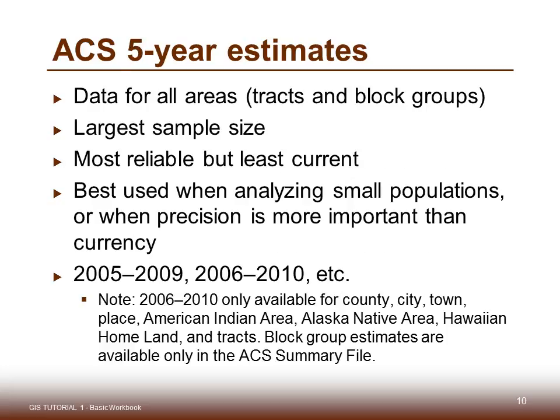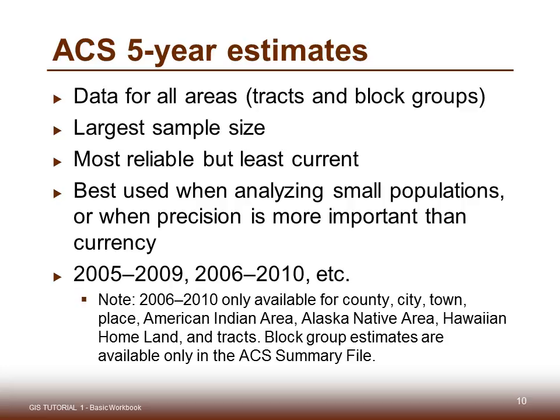The ACS 5-year estimates include data for all areas, tracts and block groups. They include the largest sample size, the most reliable but least current information, and they're best used when analyzing small populations or when precision is more important than currency. So the 2005 to 2009, the 2006 to 2010, etc.